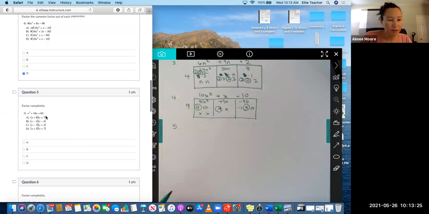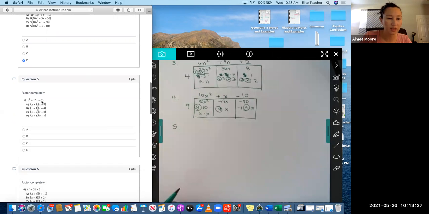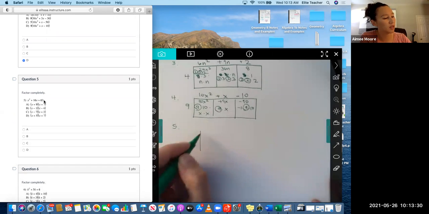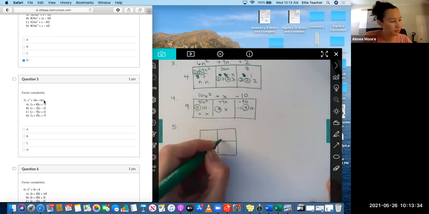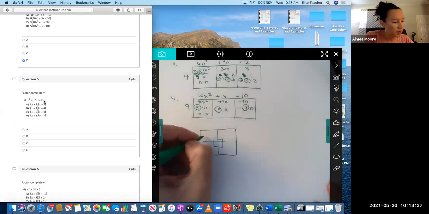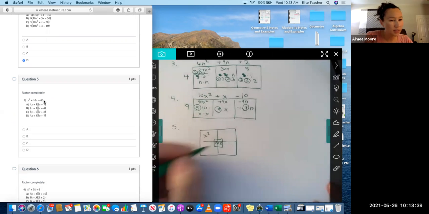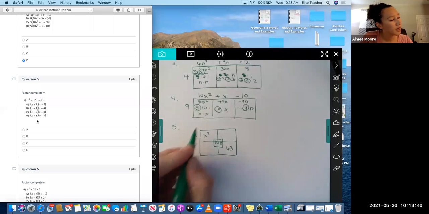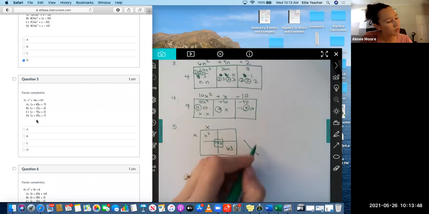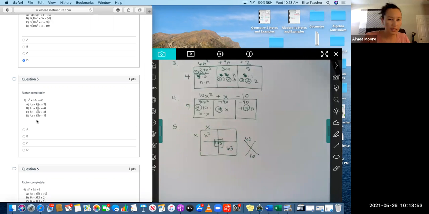Okay, now number 5, we have to factor completely. So we have x squared plus 16x plus 63. There's no common factors. So this is where we use our 4 boxes. Factor our trinomials. So we have x squared, we have 16x, and we have 63. So we already know x and x will multiply to give us x squared. Now we need to figure out what multiplies to 63 and adds to 16. Can anyone tell me what multiplies to 63 and adds to 16?